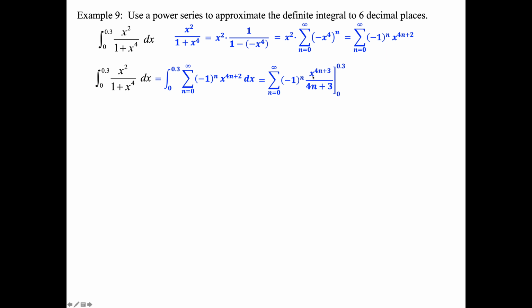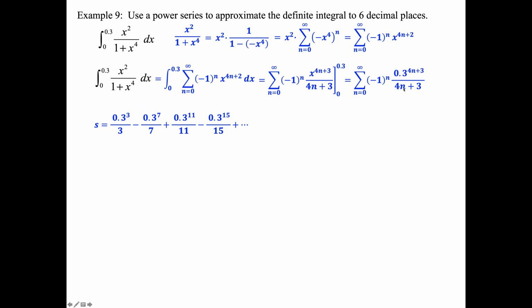So we put in our 0.3 for x, and then we're going to find this summation of negative 1 to the n power of 0.3 to the 4n plus 3 over 4n plus 3. So to find this sum to 6 decimal places, we're probably going to have to write this all out like we did before, the sum, S equals 0.3 to the 3rd power. Again, n starts at 0. So 0, that's a positive first term. So now we know that they're going to all alternate from there.